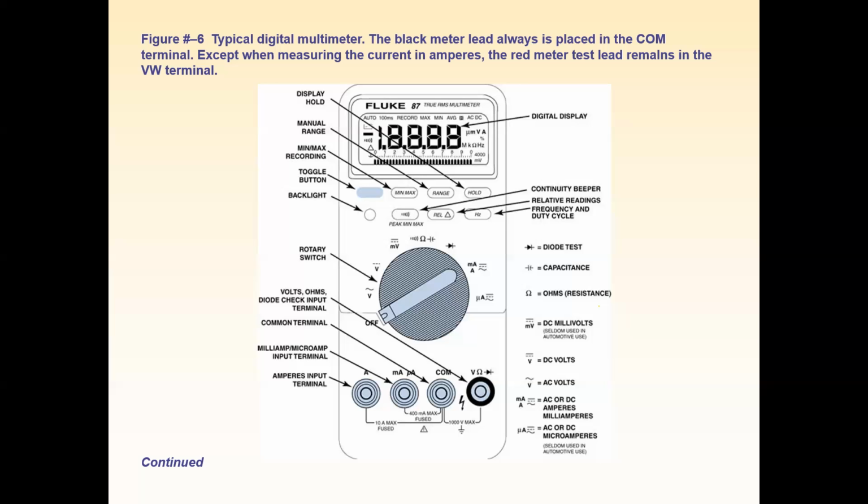Then there is a button known as toggle position, meaning to change the position of the digit. There is a backlight. There is a beep here. There is a continuity beep. Then this one is the relative readings. This one is frequency and duty cycle. And here you can see there is a rotary switch. From this rotary switch, you can change the values you want to measure.